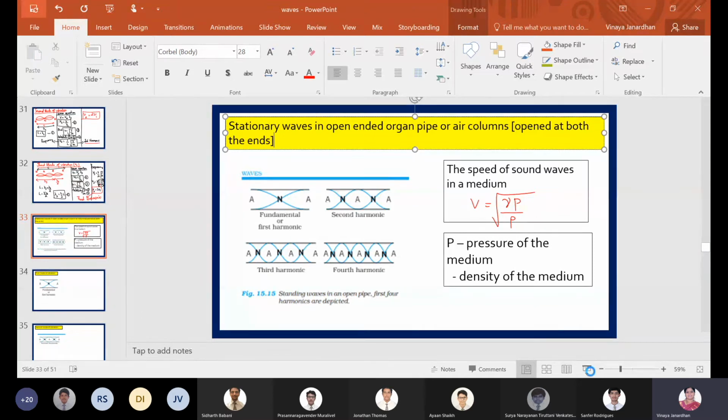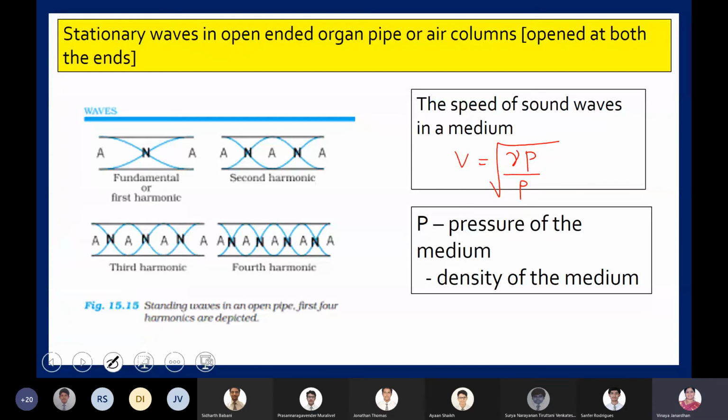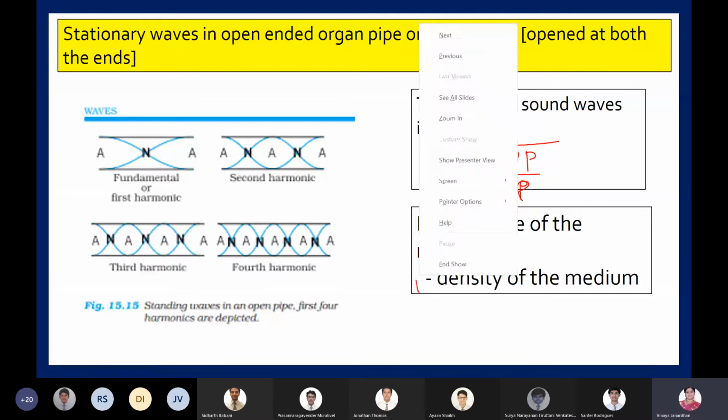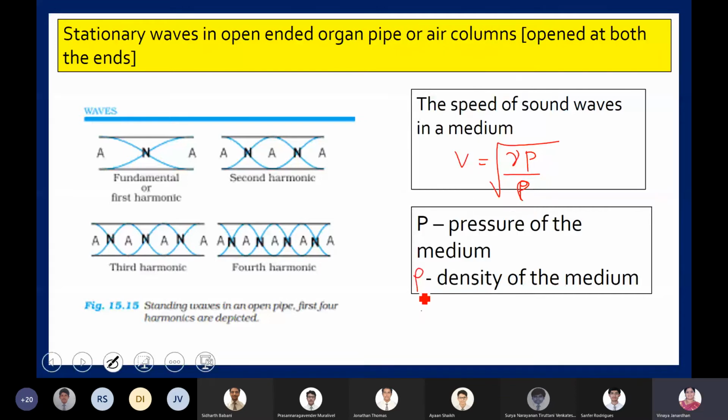Now you start writing the speed of sound waves in a medium, right? P is the pressure of the medium, rho is the density of the medium, and gamma is the ratio of the specific heat capacity at constant pressure to constant volume. That's it. Just write these and then we'll go on.